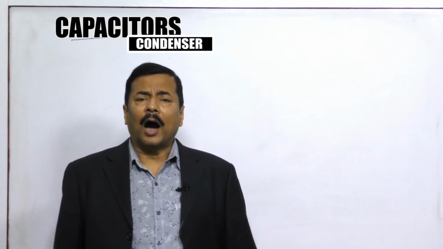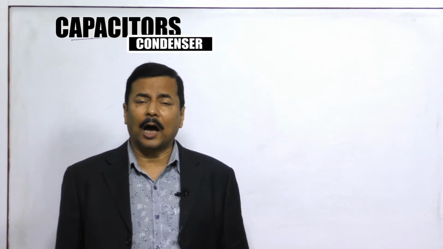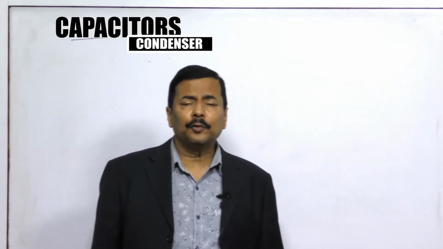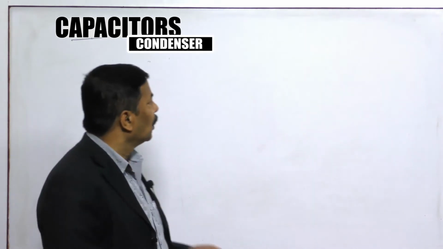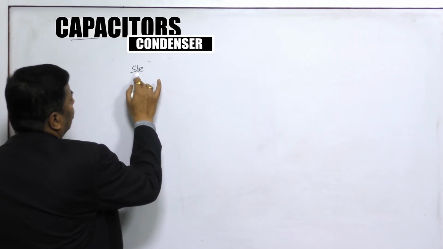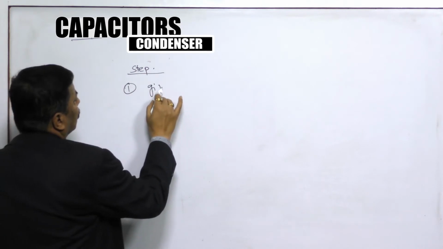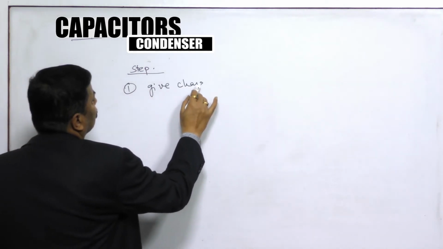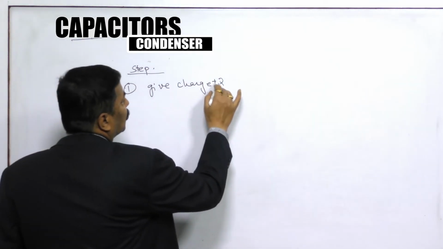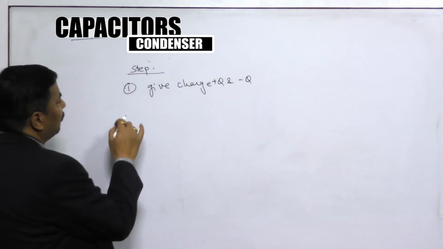Now how to find the capacitance of a capacitor? The question arises how we are able to find the capacitance of a capacitor. There are a few steps that we have to follow. What are those steps? First step: give charge plus Q and minus Q.